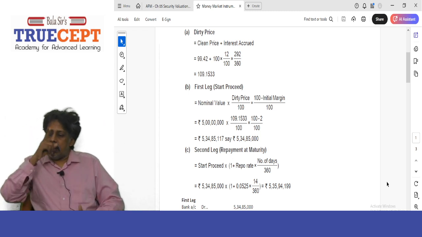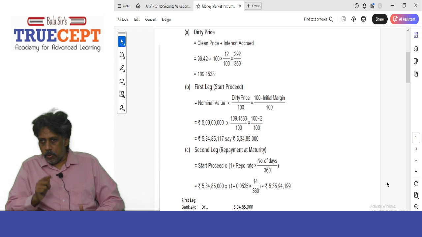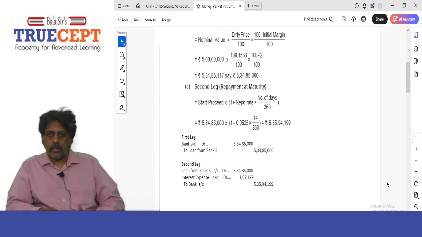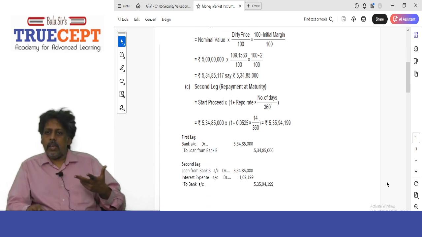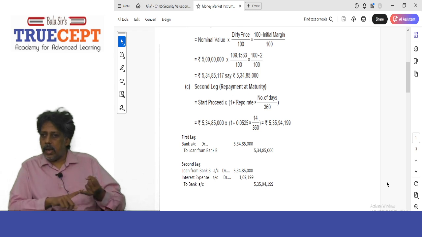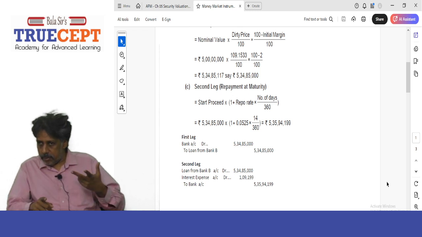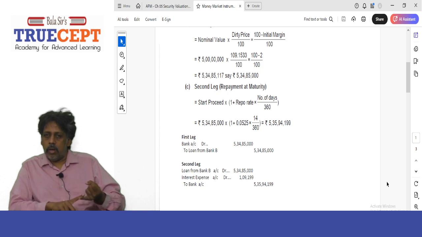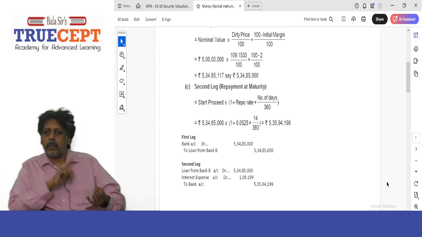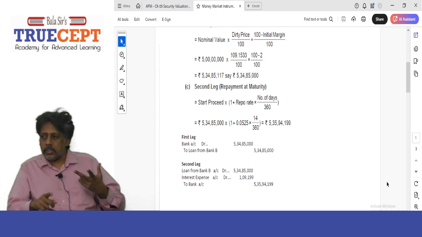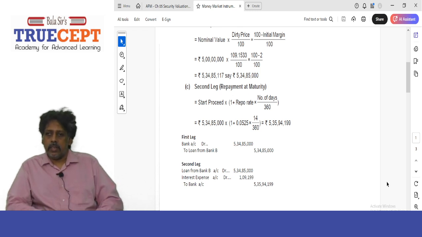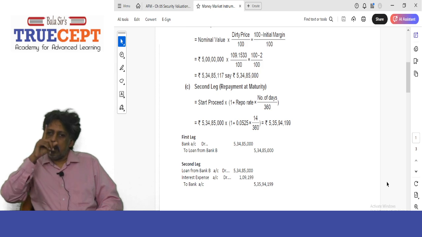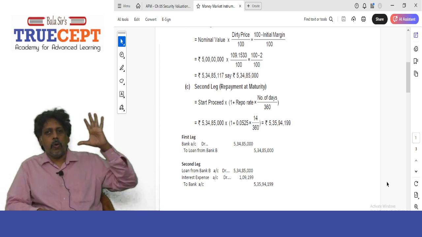Now, what is the entry when the loan is advanced? Just see the journal. Can we go to the journal? Yes, sir. Stage 1 journal. The entry will be: bank account debit, or you can say cash account debit, as money comes in the books of bank A. Then loan from banker B, which is a financial liability. Is that clear? Yes. Then let's go to the second stage.